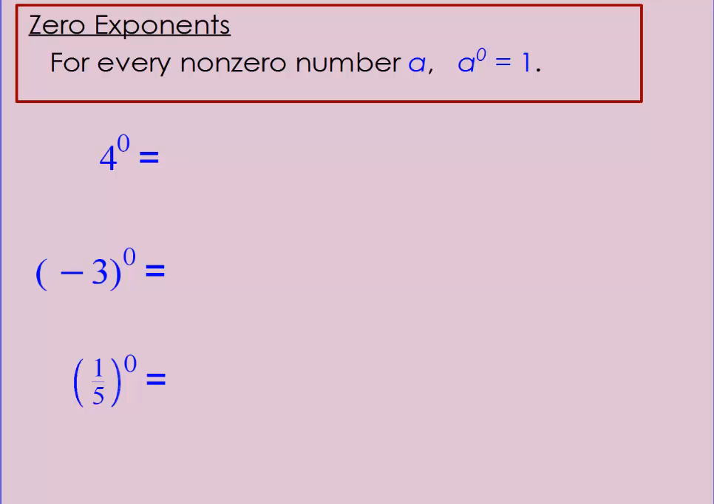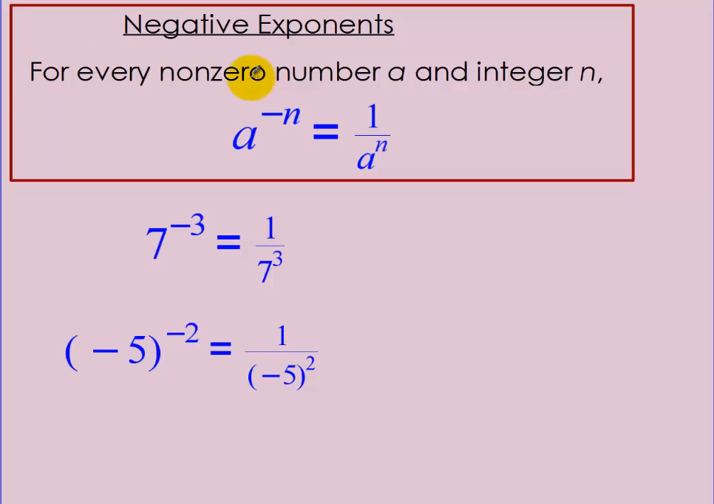All right, let's talk about zero exponents. So the rule for zero exponents is for every non-zero number a, a to the 0 power equals 1. So anything to the 0 power equals 1. Anything that's not 0. So 4 to the 0 equals 1. Negative 3 to the 0 power equals 1. 1/5 to the 0 power equals 1. That's it for that.